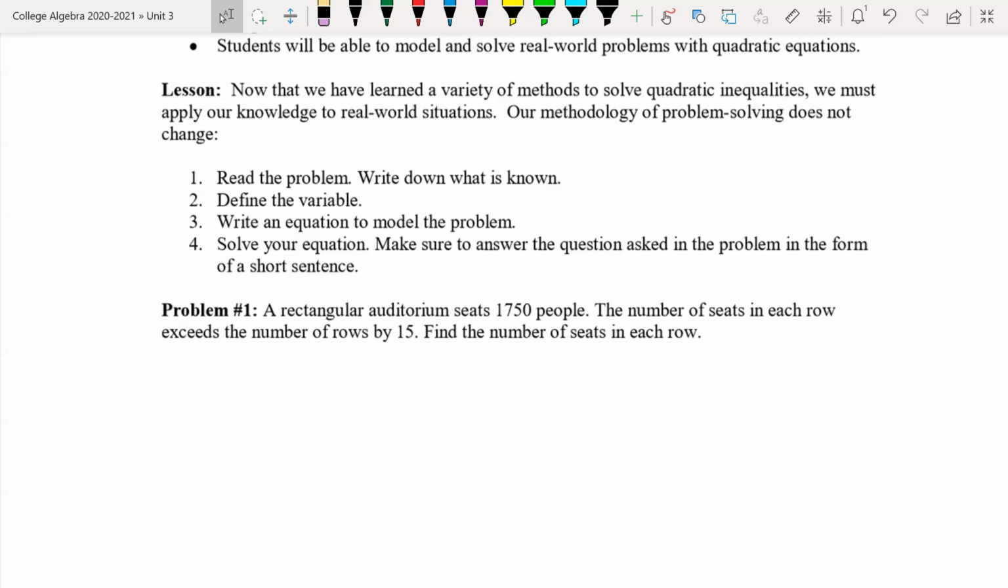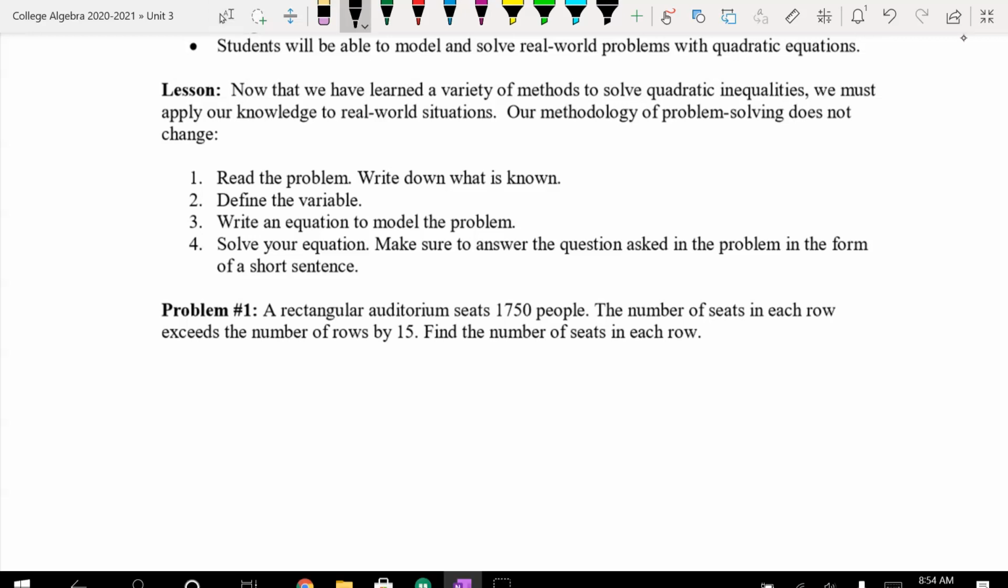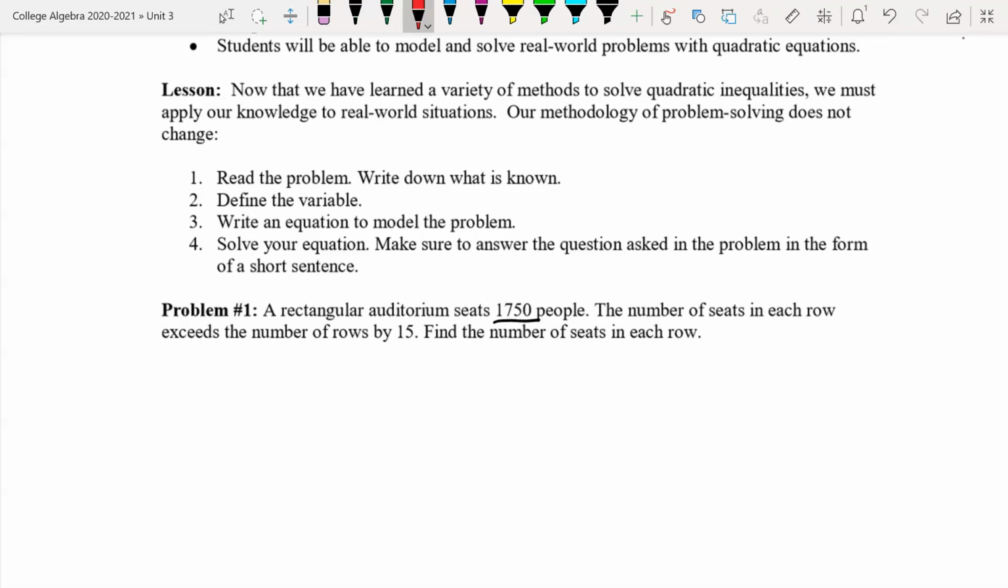All right, so this one says a rectangular auditorium seats 1,750 people. The number of seats in each row exceeds the number of rows by 15. Exceeds means I'm going to have more than, right? So find the number of seats in each row. So the easiest way to solve this, right, we're talking about quadratic equations, so we're going to model with a quadratic equation. So x is going to be our rows.